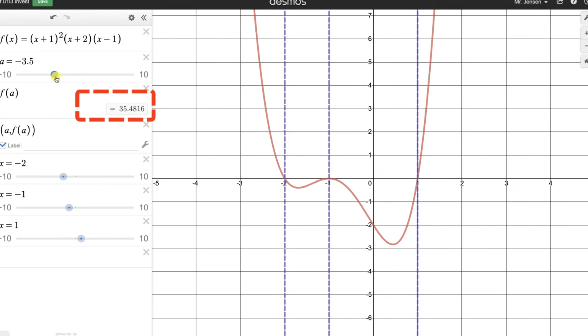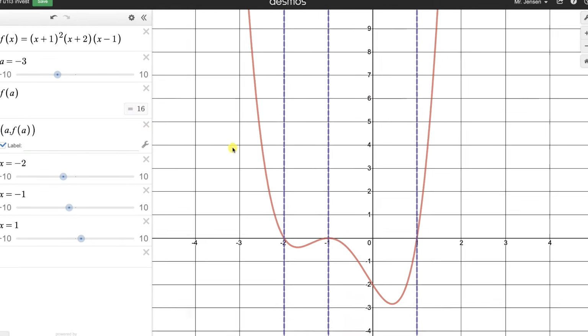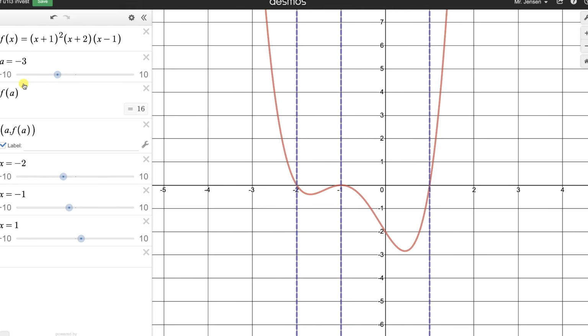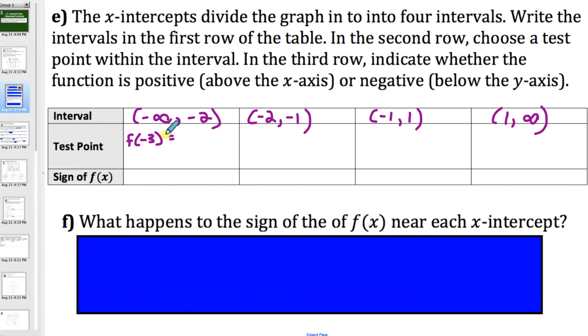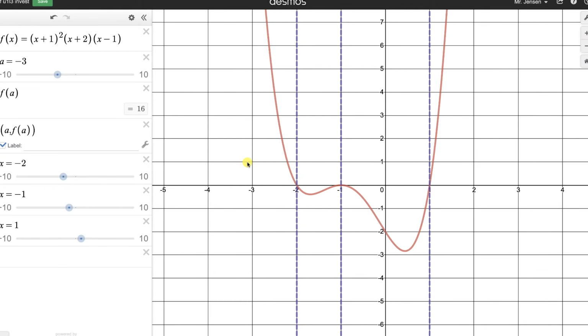When x is negative 3, it tells me the y value is 16. It's way up above where we can see. I won't scroll all the way up there. The y value for an x value of negative 3 is 16. That's positive, so that tells me that the function within that interval is positive. And we can clearly see that from the graph. Before an x value of negative 2, the function is above the x-axis, therefore positive. In this section, it's positive.